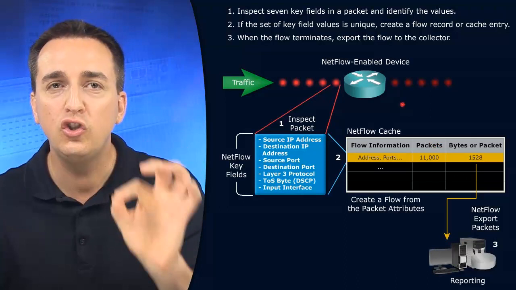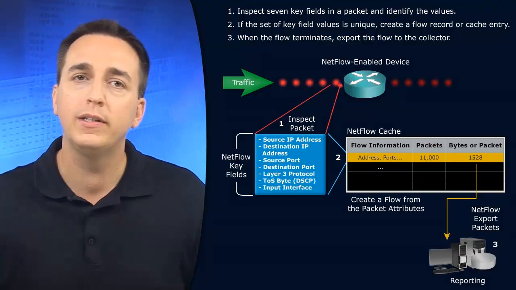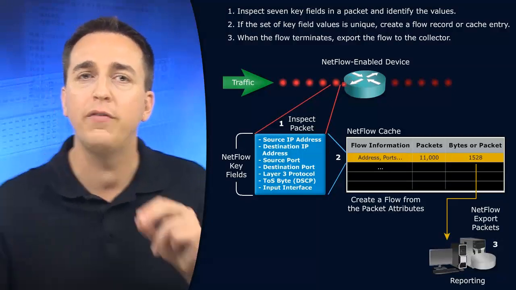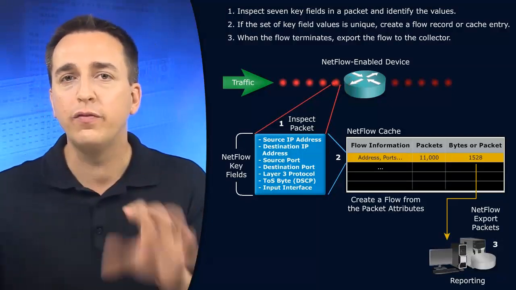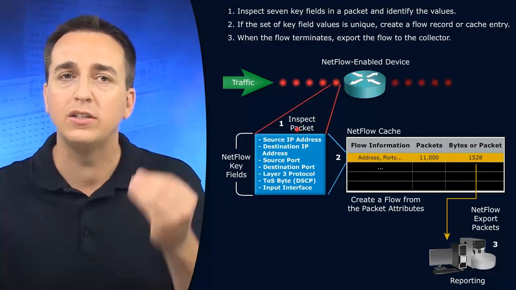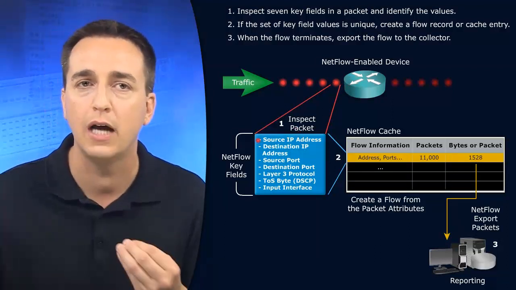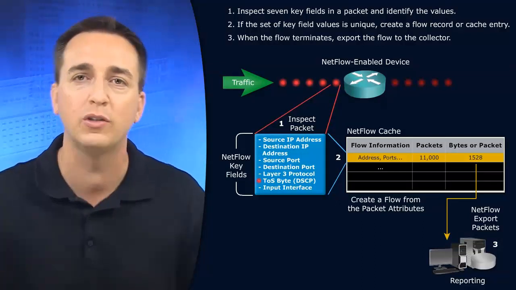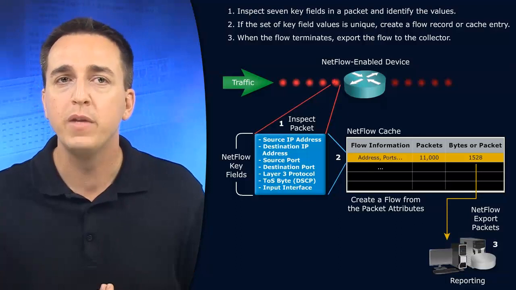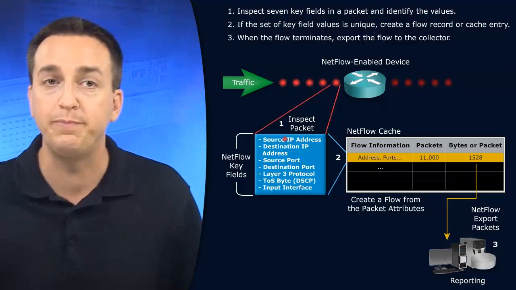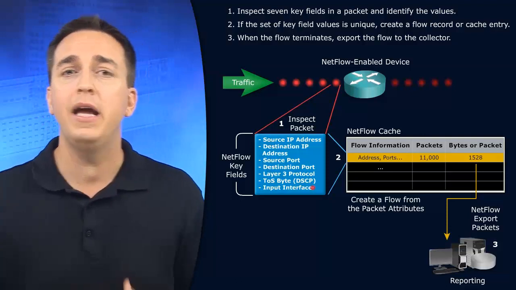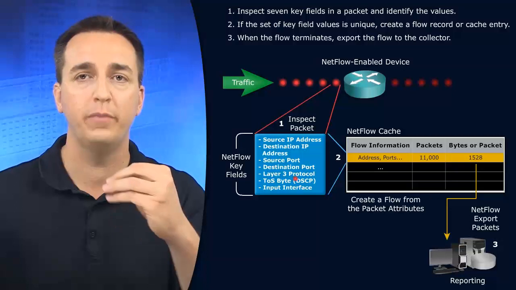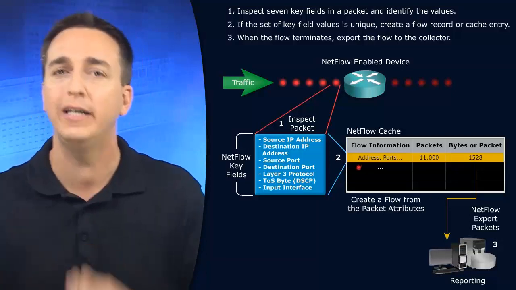So if we zoom in a little bit more here, we'll see that the traffic is arriving inbound on this particular interface. As the traffic arrives inbound, the NetFlow operation on the router has to inspect that packet. It has to look at the source IP address, the destination IP address, the source port, destination port, the layer 3 protocol, the type of service byte, the input interface. If all that information matches information that's already in the flow cache, well, then it's going to add that particular packet and the information corresponding to that packet to the flow that's already in there.